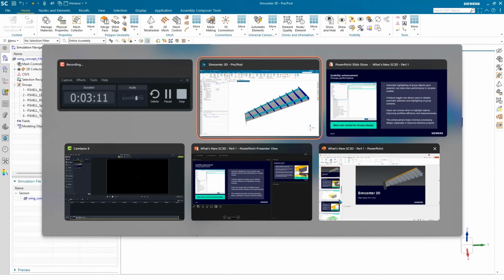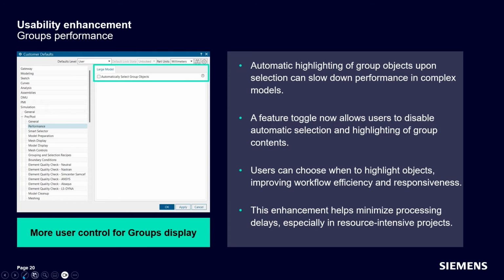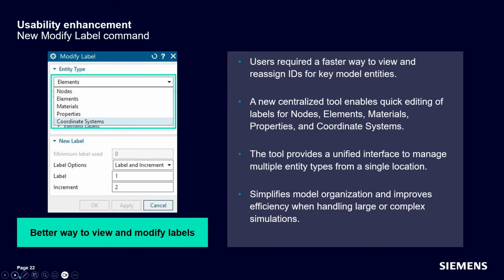So let's move on to the next enhancement that we have, which is the new modify label command. In the previous versions, users were expecting a very fast way to view and reassign IDs for key model entities, which can be nodes, elements, properties, CSS, etc.